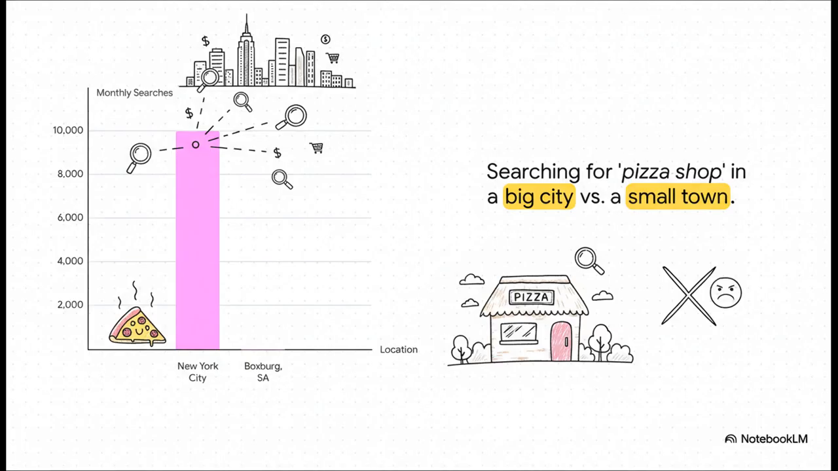It's wild. Searching for a pizza shop in a place like New York City could get you 10,000 searches a month. But that exact same search term in a tiny town like Boksburg, South Africa, might only get 10. If your target location is too small, there literally might not be enough people searching for what you do for your ad to ever get shown.